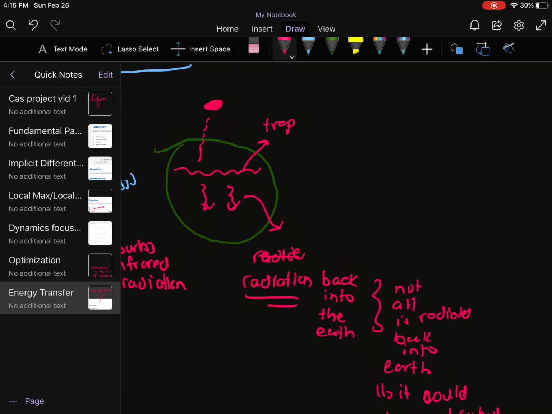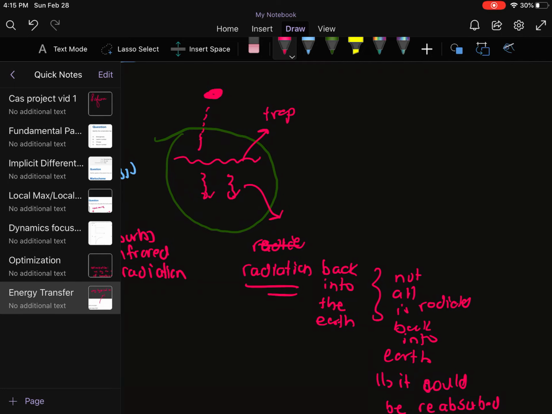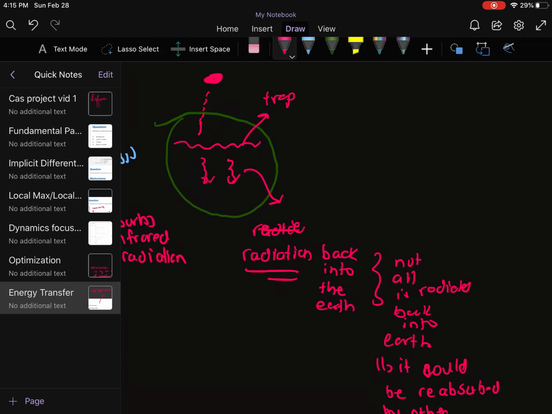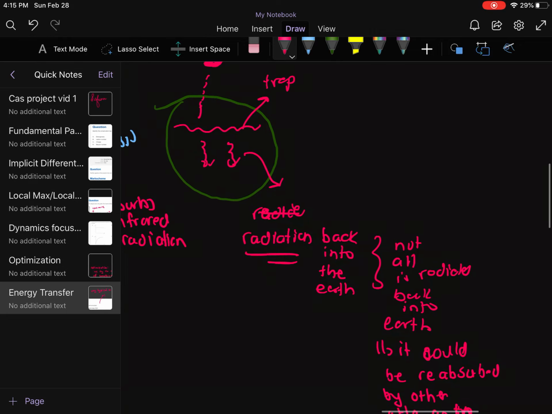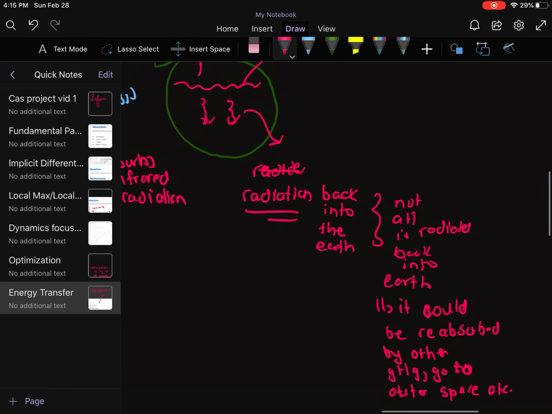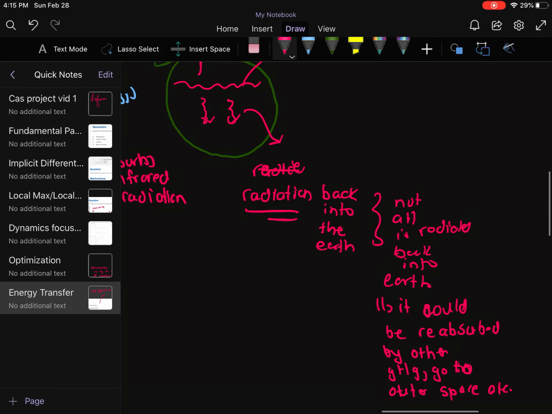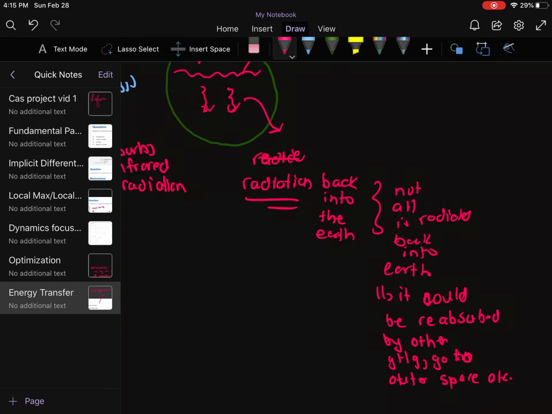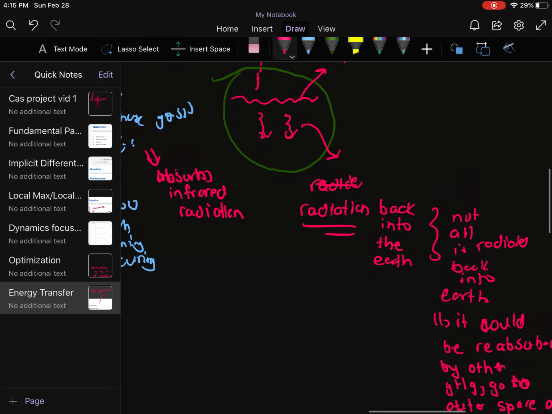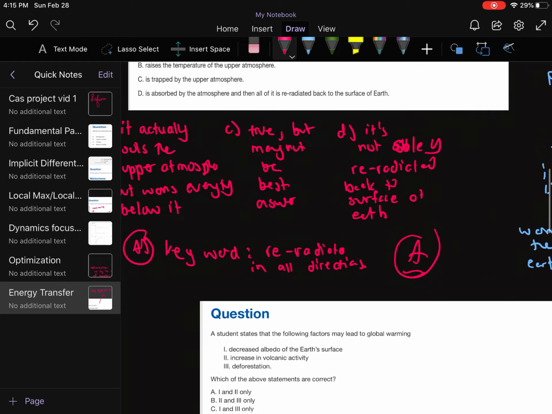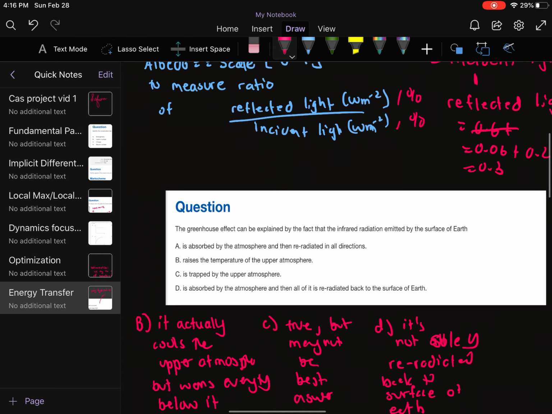However, there comes a point where there's radiation in all directions. Some of it can be back into the earth, some of it can be back to space in other places, but it's not all. Not 100% of it is radiated back into the earth. Rather, it can be radiated in other places. As I mentioned again, it could be reabsorbed by other GHGs, go to outer space, etc. And the key thing to know is that it's not just going to the earth, rather it's going into other directions as well. So that brings me to the options that we're looking at.